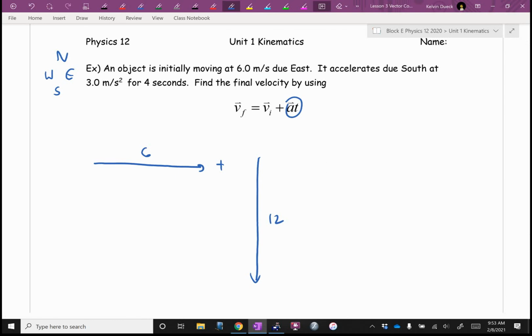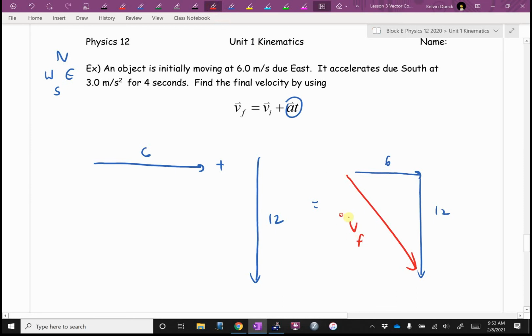Manchand, how would I add these together? Draw them. 6 plus 12. I'm telling you, that red vector has to be V final. It still has to work. Where's the theta going to go? Top left or bottom right? Color, color, color.